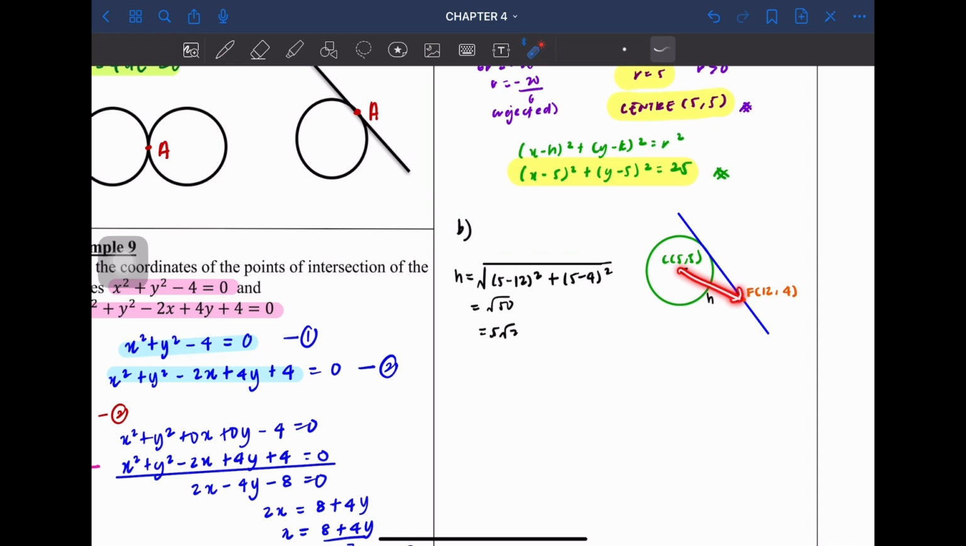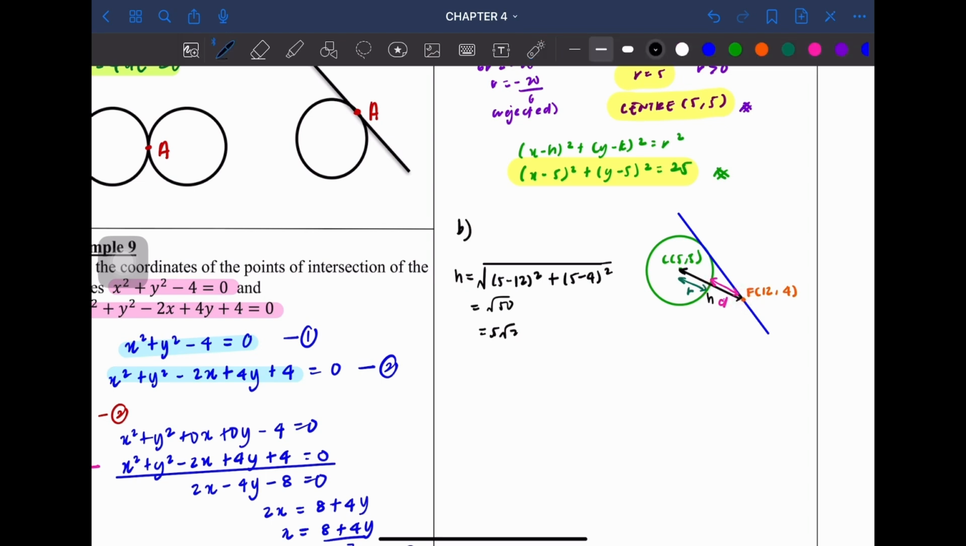But this is not the shortest distance, because the shortest distance is actually only this. So let's say I label that one as D, from the circle to the point F. So how do we find D? Notice that we already know this one. This is actually R, the radius. So this is your H that you have found using the formula of length, and then you have the radius, and you need to find your D, the shortest distance from the point to the circle.